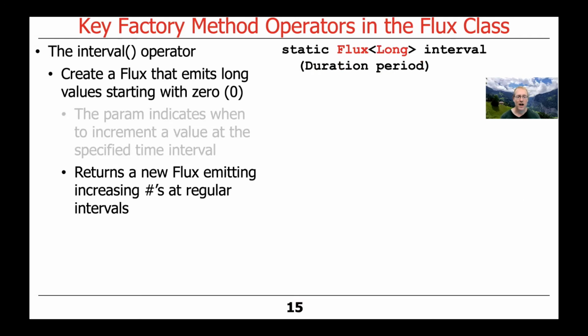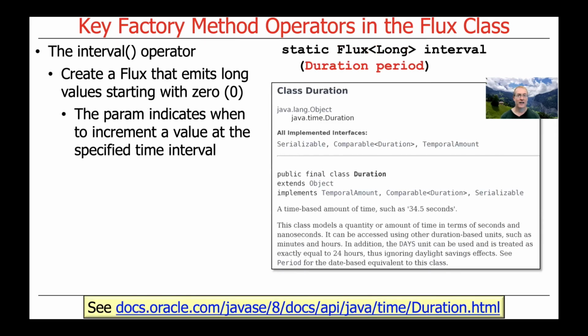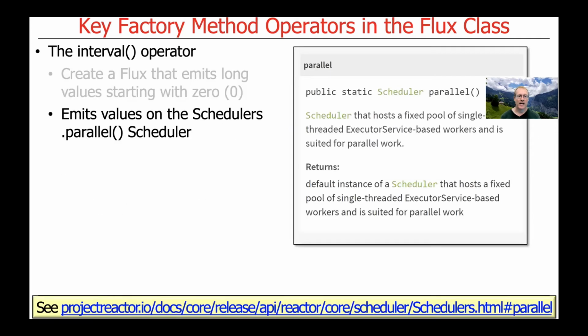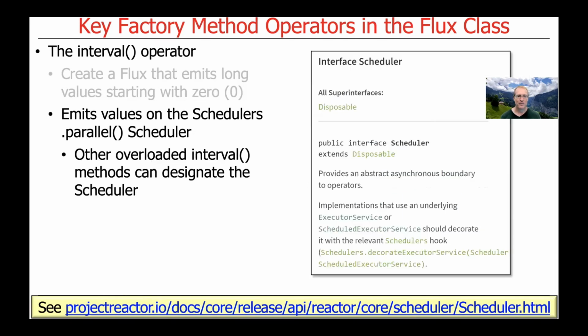Interval returns a flux that will emit these increasing numbers from 0 to infinity, potentially, at regular intervals, which is designated by the period parameter. The interval operator will emit values by using the Schedulers.parallel scheduler. And we talked about newParallel in a previous video. We'll talk about parallel later, but basically the idea is this allows things to run in a pool of threads that do computations in parallel.